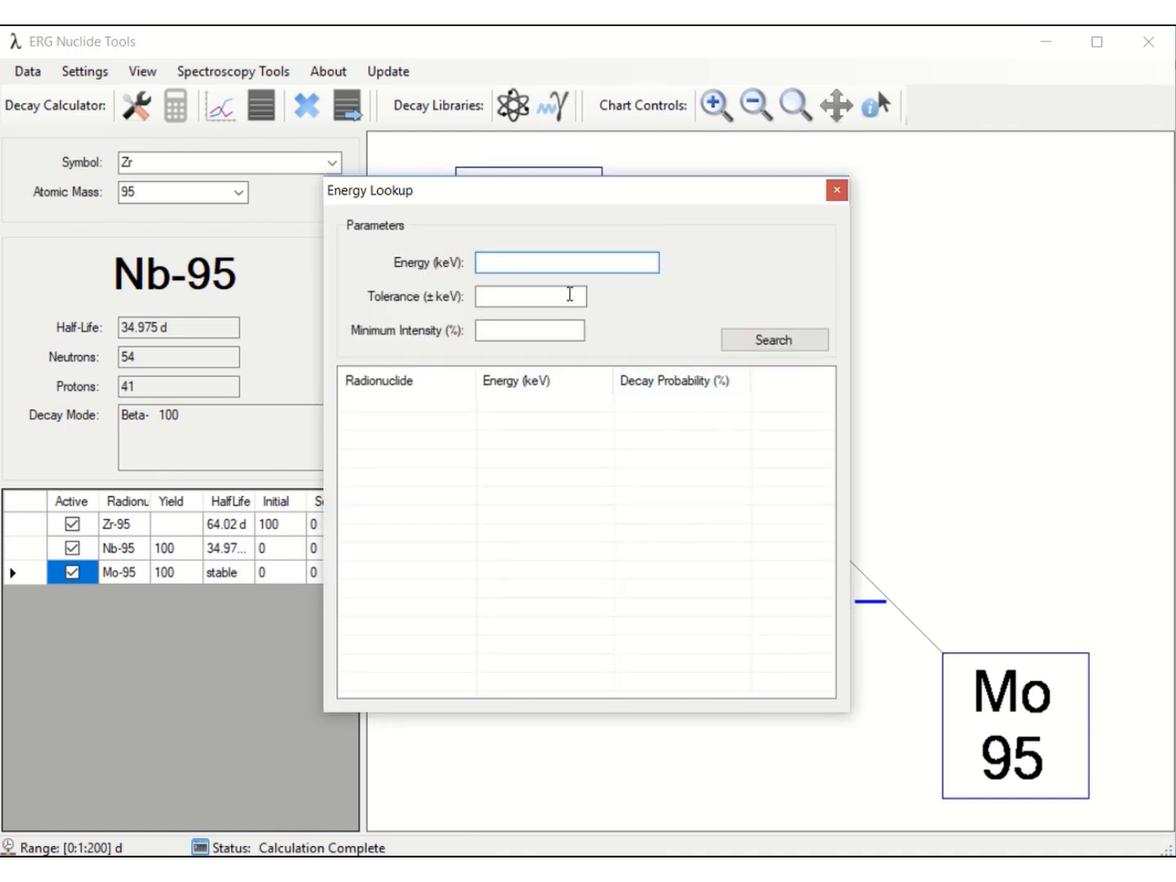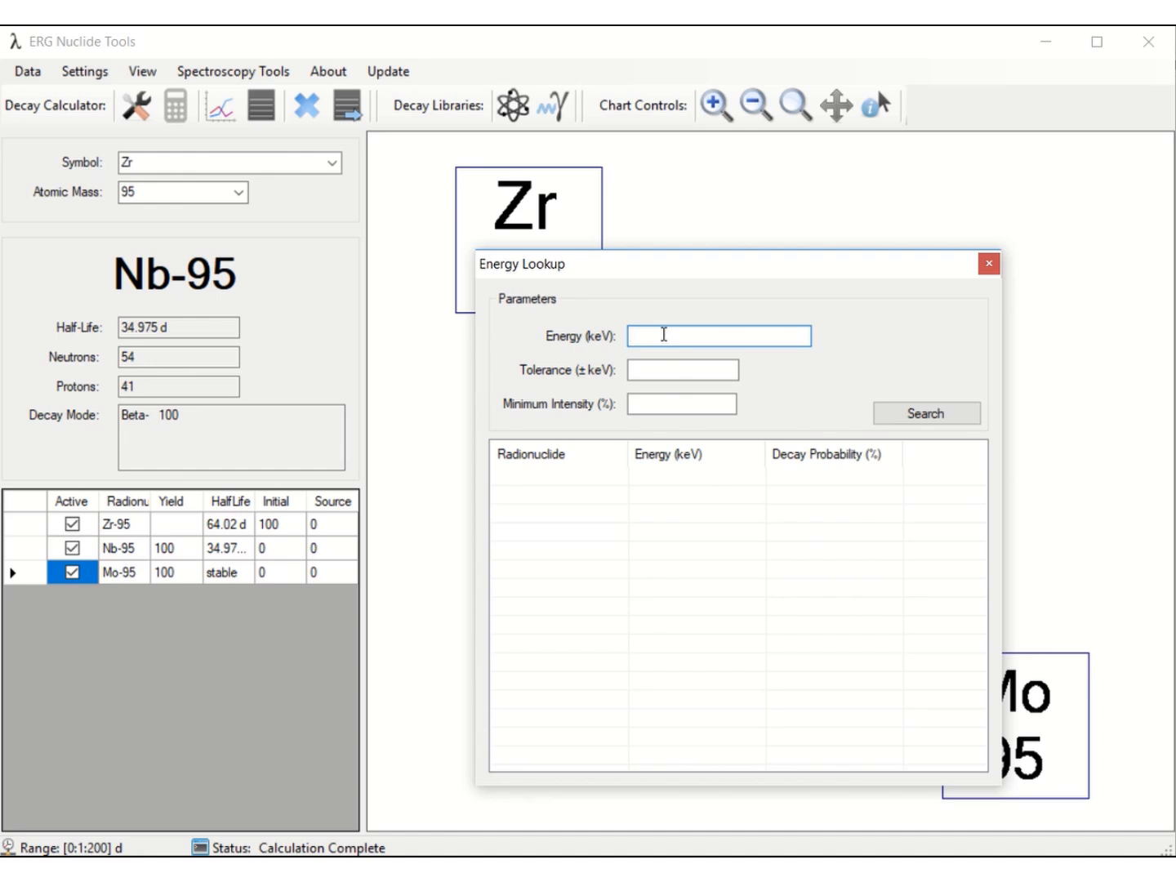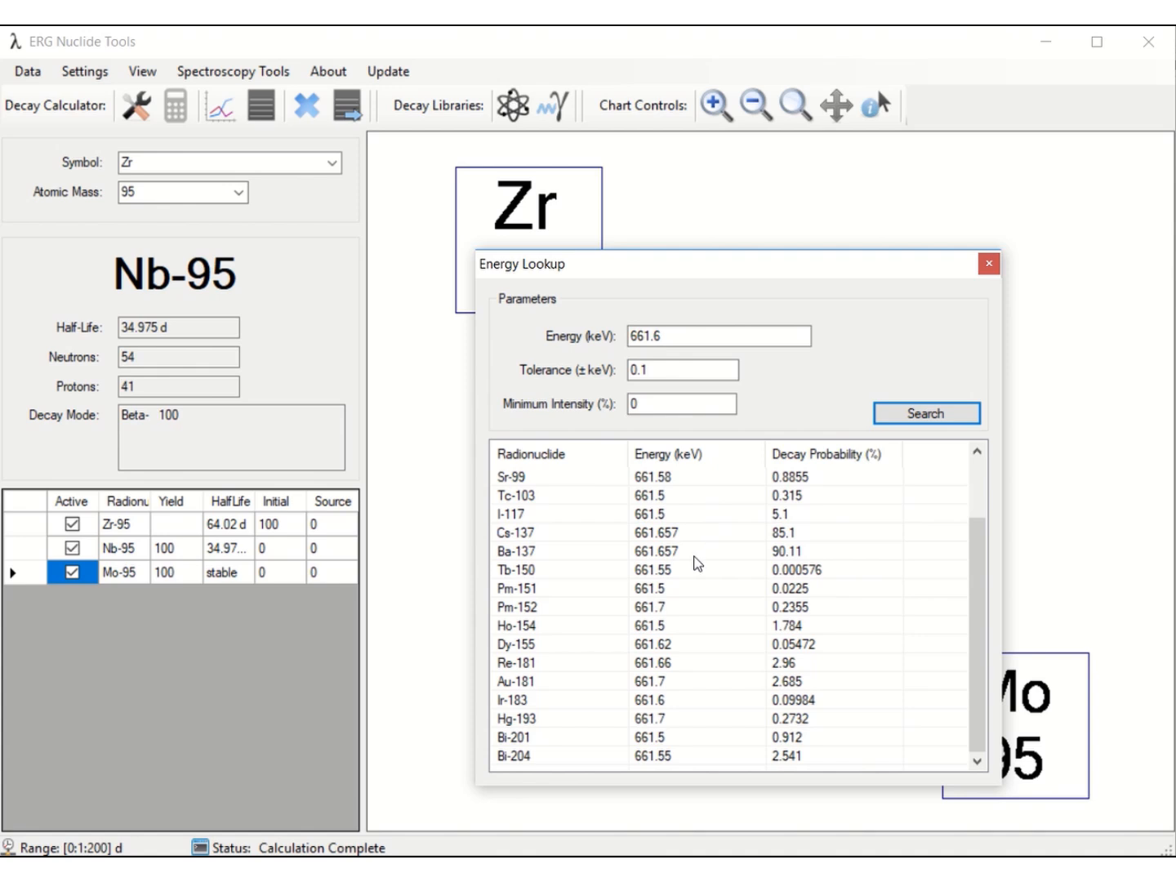I can also look up atom, if I just have a gamma decay, I can write in, for instance, a gamma decay, 661.6 keV. I can do a tolerance of 0.1 keV, so it'll be 661.5 to 661.7. It pulls up all these values. So if I just saw a gamma line, for instance, cesium-137, that's the gamma that I'm thinking of, I can get that gamma and also its decay probability.